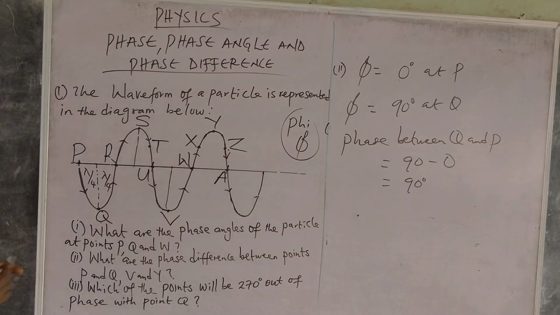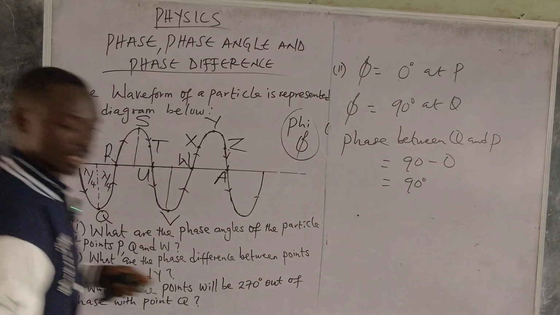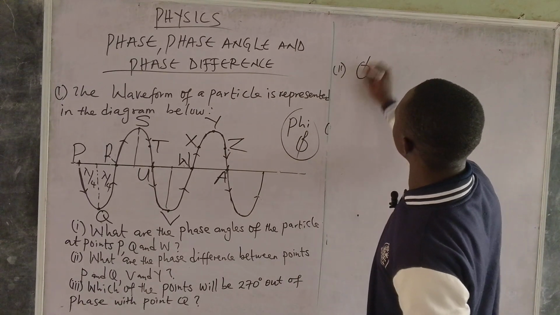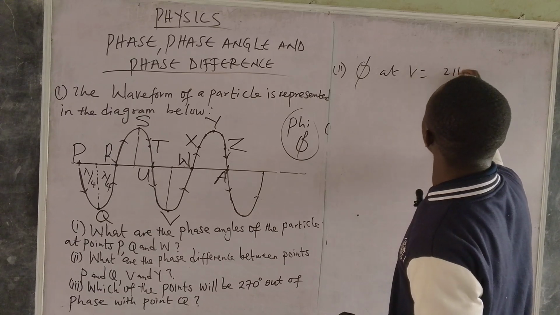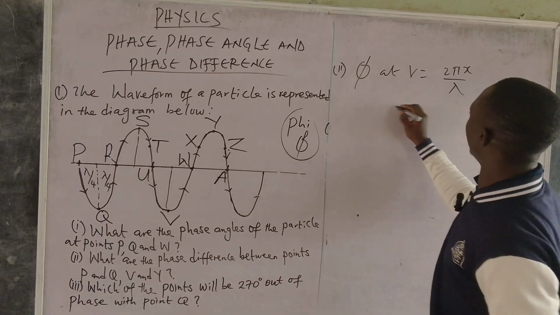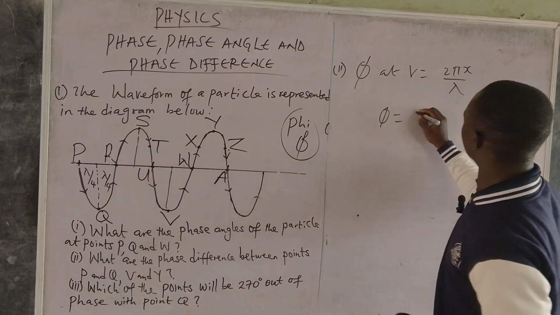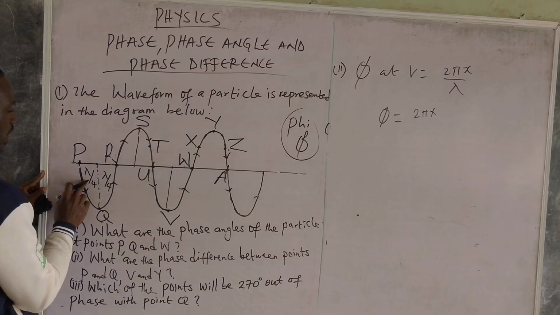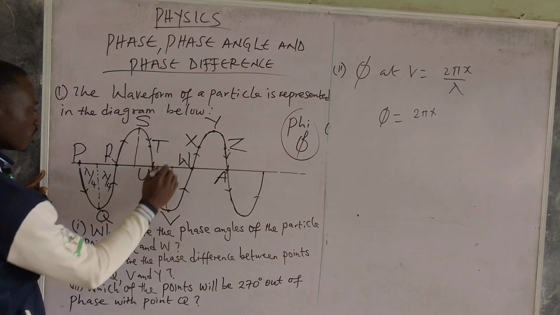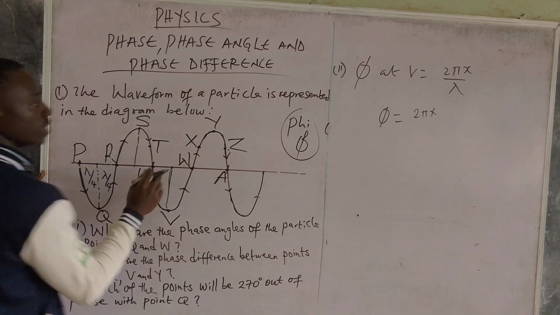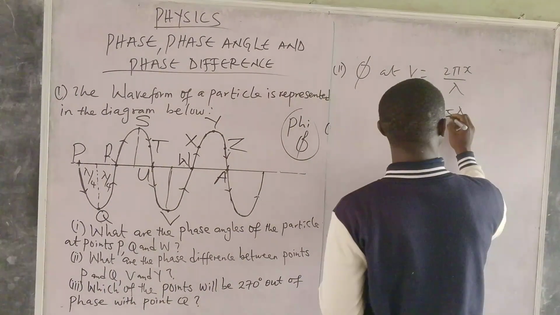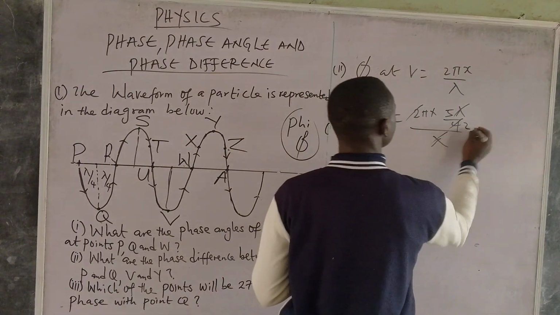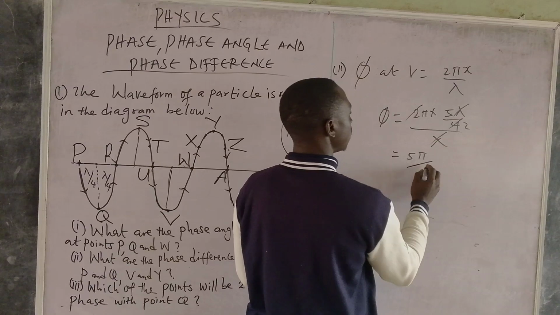At point V, we have to find the phase angle at V and then at Y. So phi, the phase angle at V, is 2 pi x over lambda. Now, phi will be equal to 2 pi times, what is x at V? This lambda over 4, repeated 1, 2, 3, 4, 5 times. That's 5 lambda over 4 all over lambda. So we have 5 pi over 2.